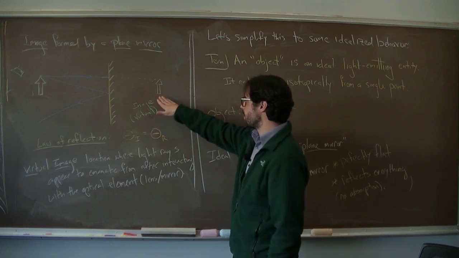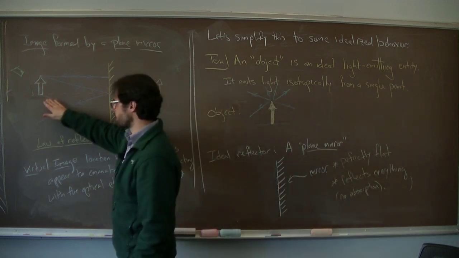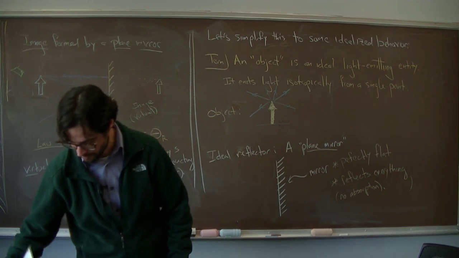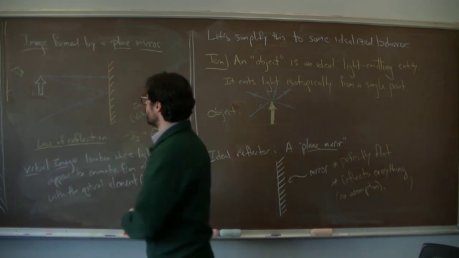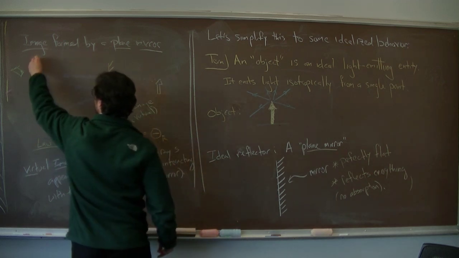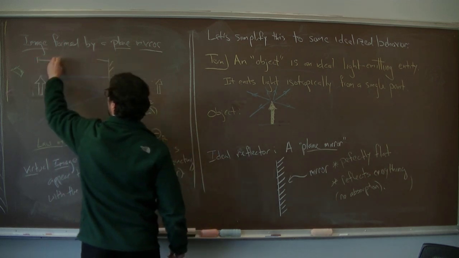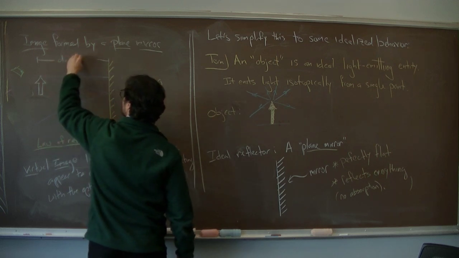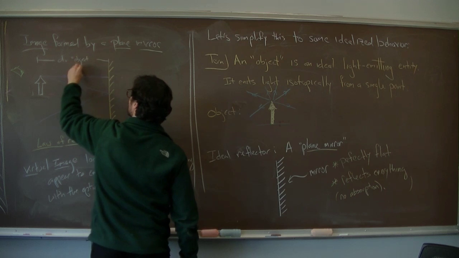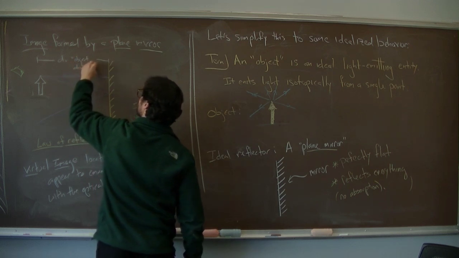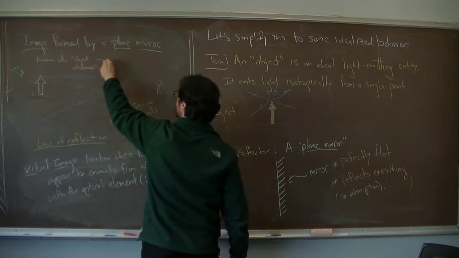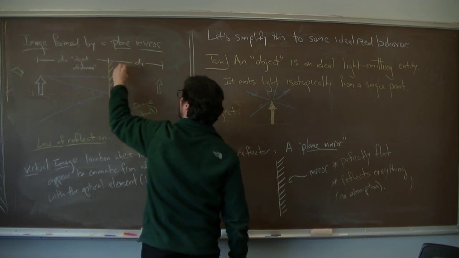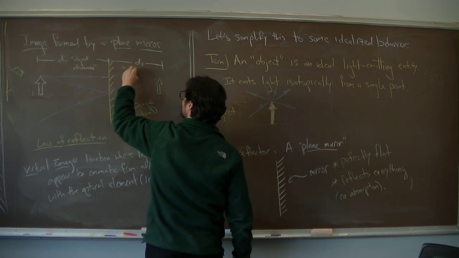So we actually have this image, and we have this object, and we can start coming up with this kind of standardized terminology for how we'll talk about some of this stuff. So this, from here to here, is what we'll call D_O, the object distance. From here to here, this is D_I. We'll call this the image distance.